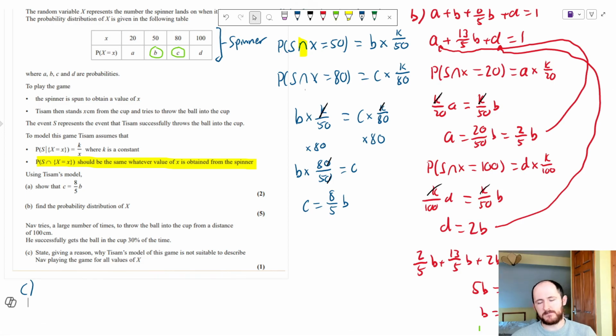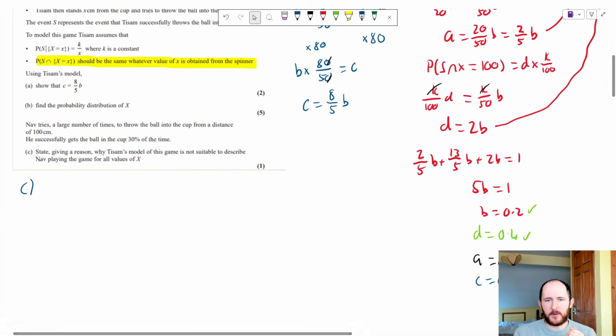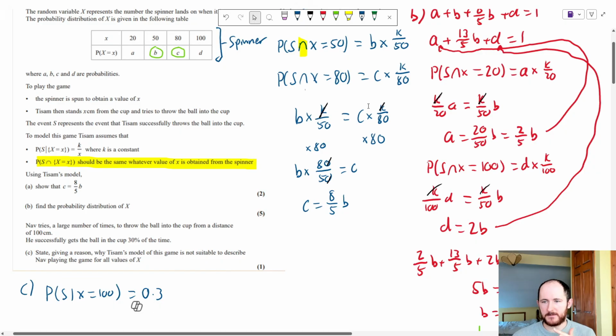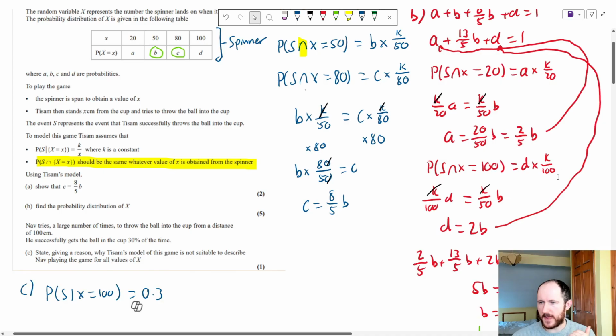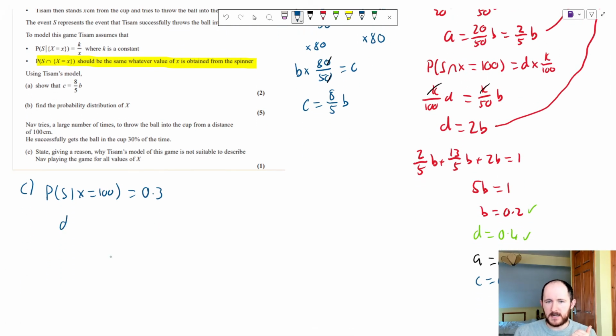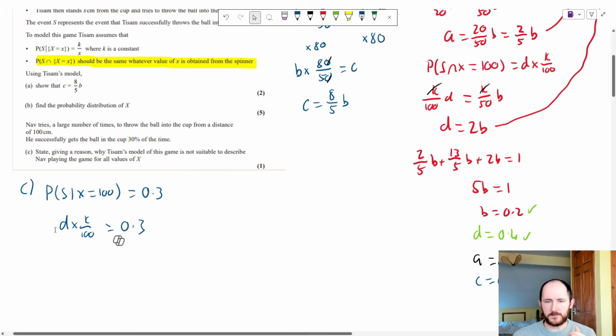And yeah, so we'll start with that. They've said that the probability that Nav gets the ball in, given it's 100, is equal to 0.3. If we use this definition, which we had back here, it should be D times K over 100. So we have D times K over 100 equals 0.3. Now I know that D is equal to 0.4, so let's do that.